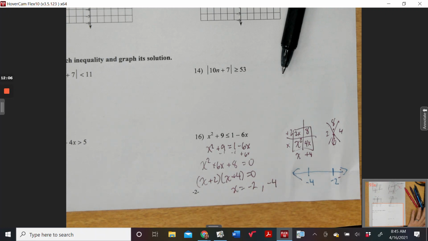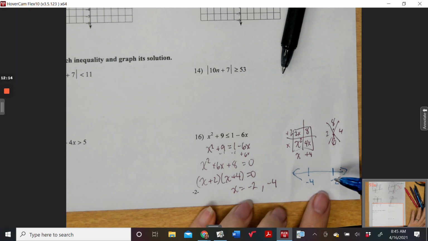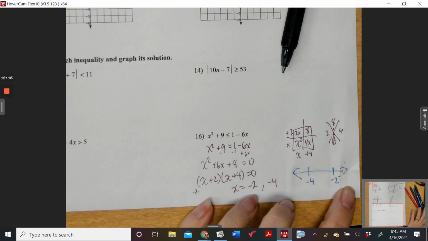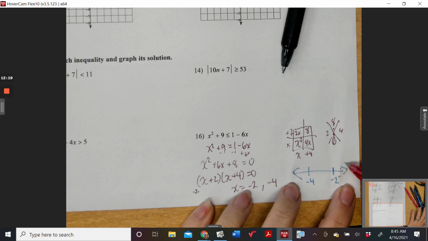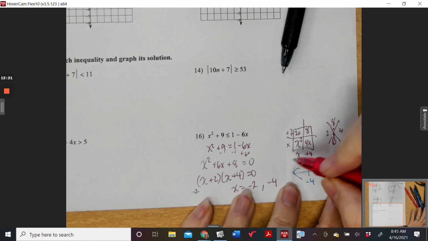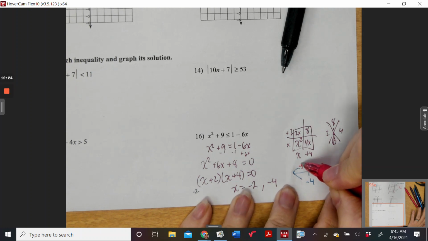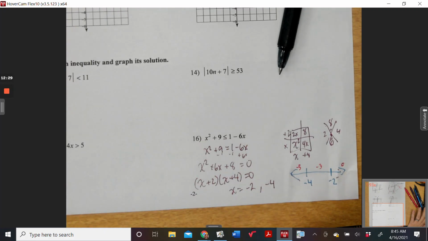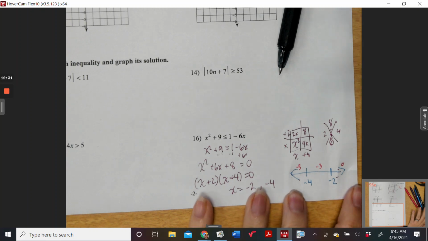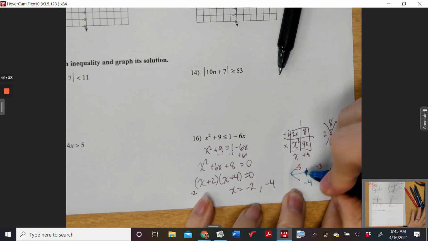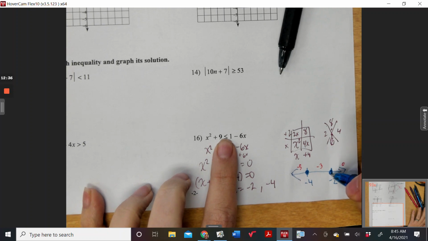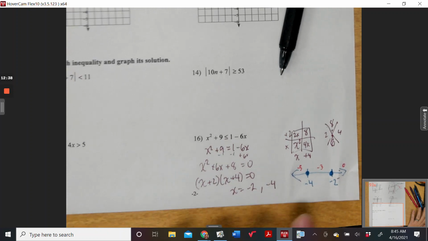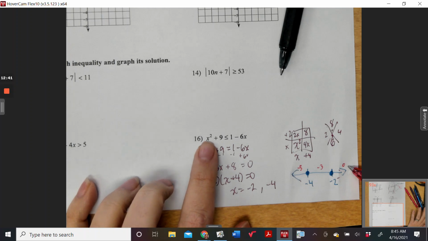So we're testing each section and seeing which one's right and which one's wrong. I'm going to test 0 over here, -3 right here, and -5 over here. I'm going to test back in the inequality and see which ones are true and which ones are false. What I do know right now is that these are filled in circles because it says or equal to in the inequality. So I'm going to fill in my circles, and I'm going to test. I'm going to start with 0 because it's easiest. 0 plus 9 is 0.